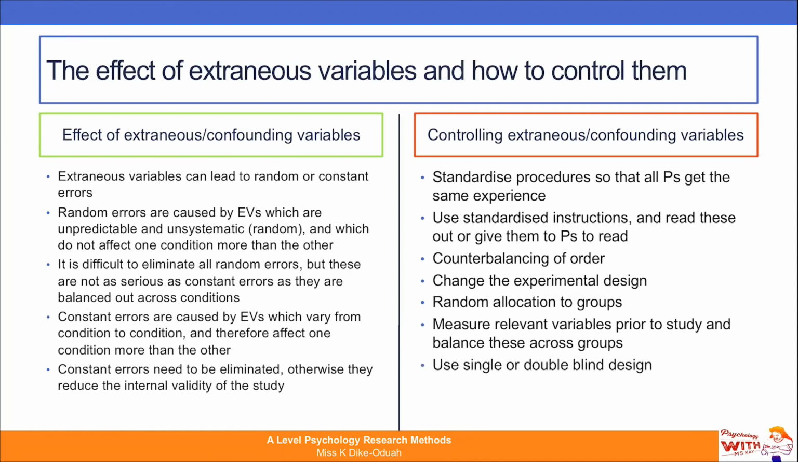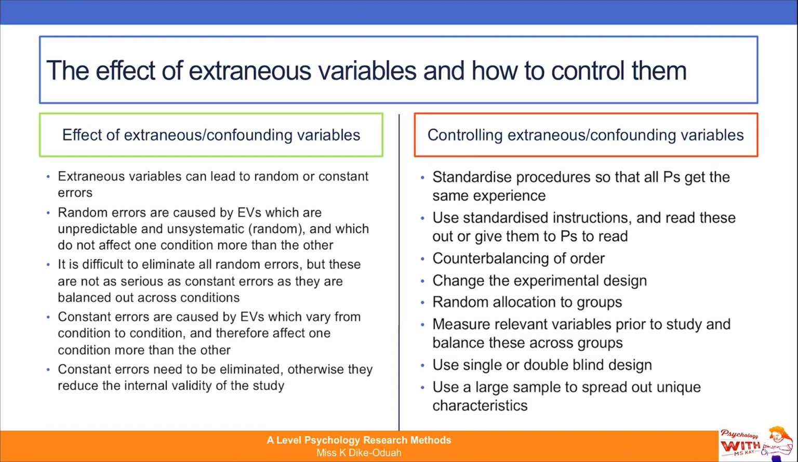Use a single or a double-blind design. And that particular way of controlling extraneous or confounding variables was actually detailed in the scenario that we looked at before. A double-blind design is where neither the researcher nor the participant knows what condition they are in. A single blind design is where the participant doesn't know what condition they are in. And this is really good because it can eliminate demand characteristics and it also can eliminate investigator bias. Again, we're going to come a little bit more deeper into those terms as we move through research methods.